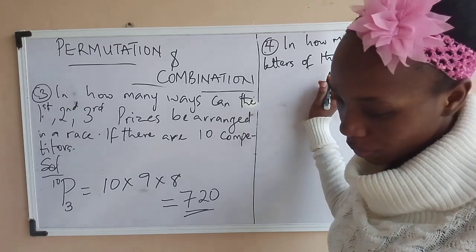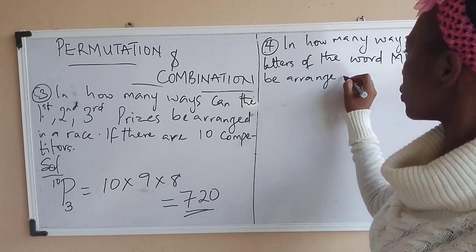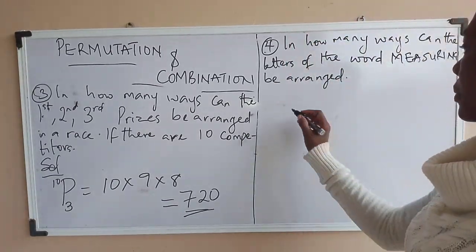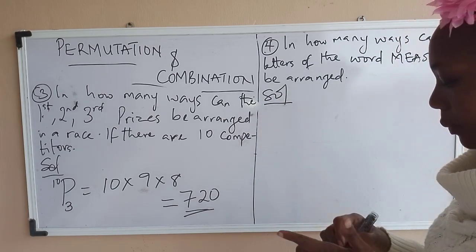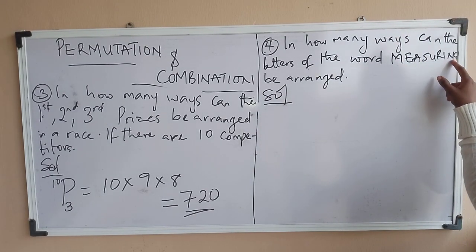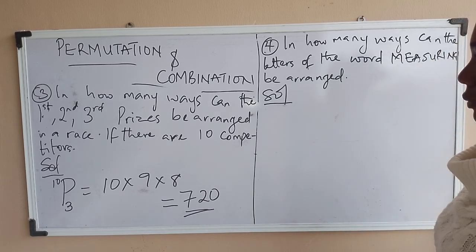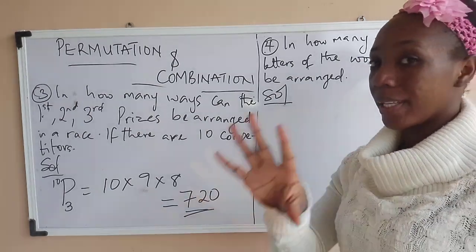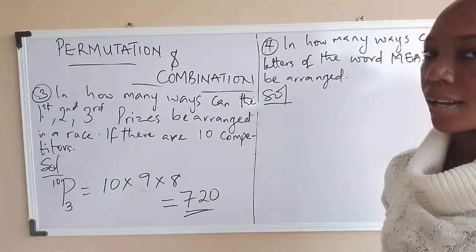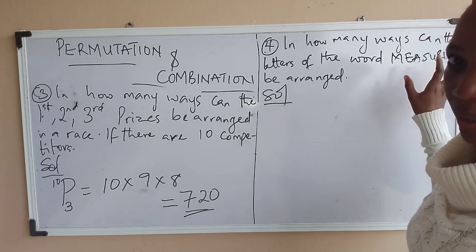Can the letters of the word "measuring" be arranged? Permuted. Arranged. Okay, so now, solution. Let's check the word. 1, 2, 3, 4, 5, 6, 7, 8, 9. These are 9 different letters to be arranged in 9 different ways because they are different letters. Do you understand? So definitely we're going to get 9 different ways to arrange these letters.